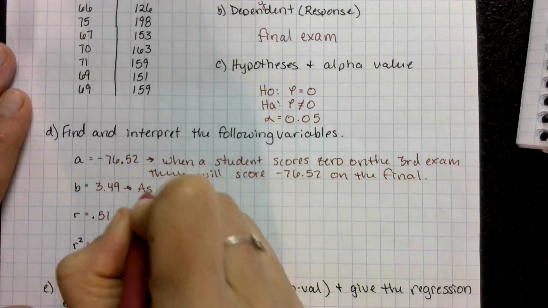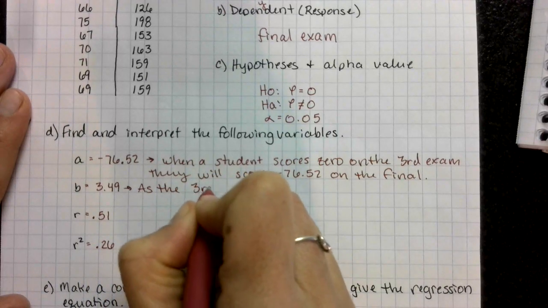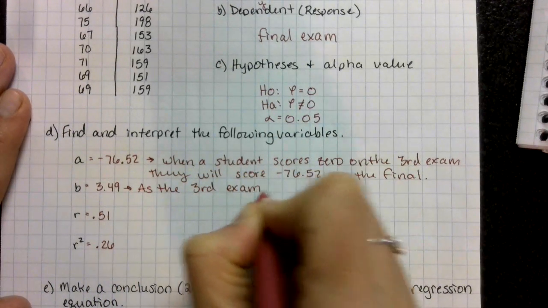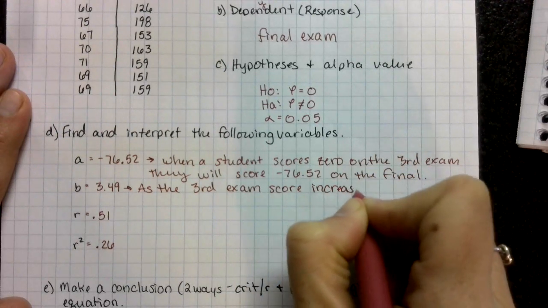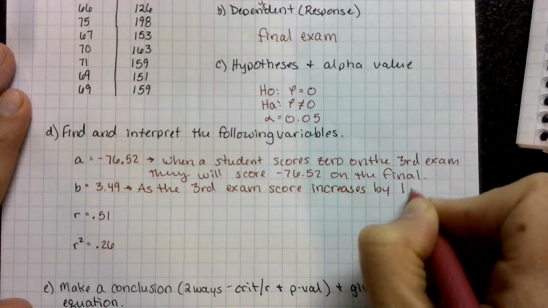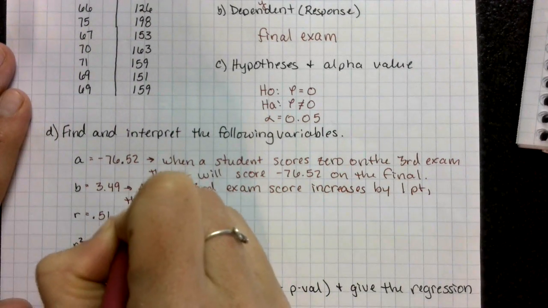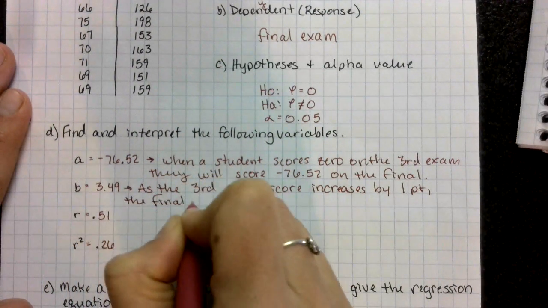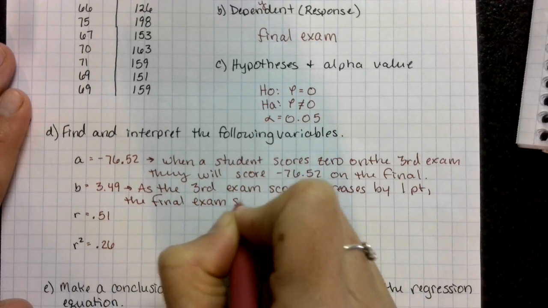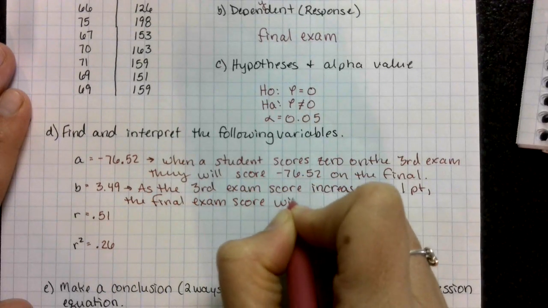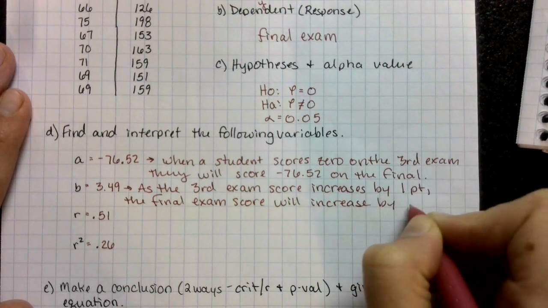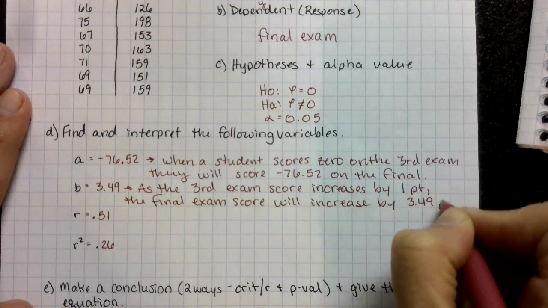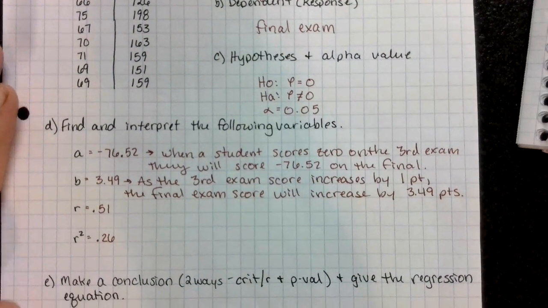b is our slope. So as the third exam score increases by 1 point, the final exam score will increase by 3.49 points.